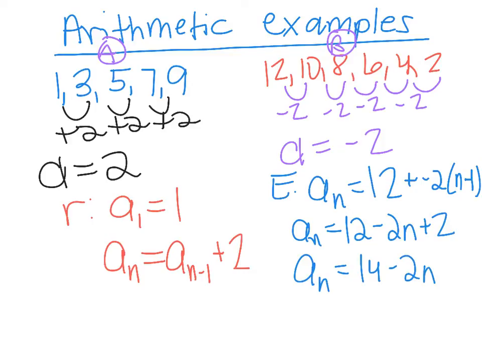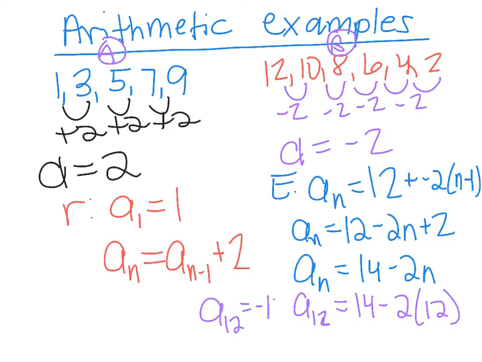So now let's say I wanted to find the 15th term. What would the 15th term be? So in order to find that, what I would do is I would plug in a sub 12. So the value of my 12th term equals 14 minus 2 times 12. And then whatever you get for that answer, so 12 times 2 is 24, so 14 minus 24. So the value of my 12th term is going to be a negative 10. And this right here would be my answer.